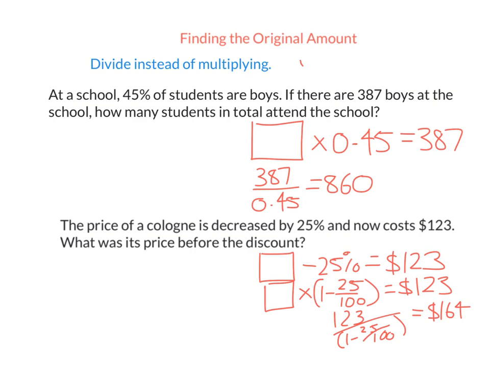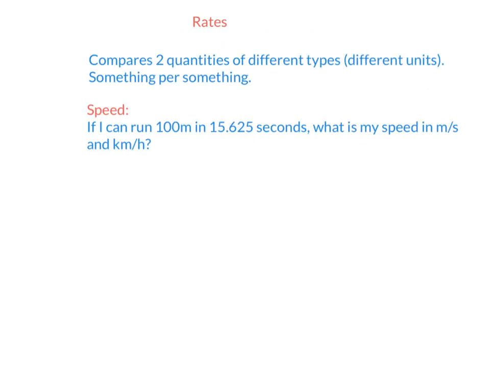All right, final thing we need to do in the video, let's look at rates. So a rate is just a comparison of two quantities of different types. That means two quantities that have different units. Rates are always something per something. Now, speed is a rate that you would be familiar with.